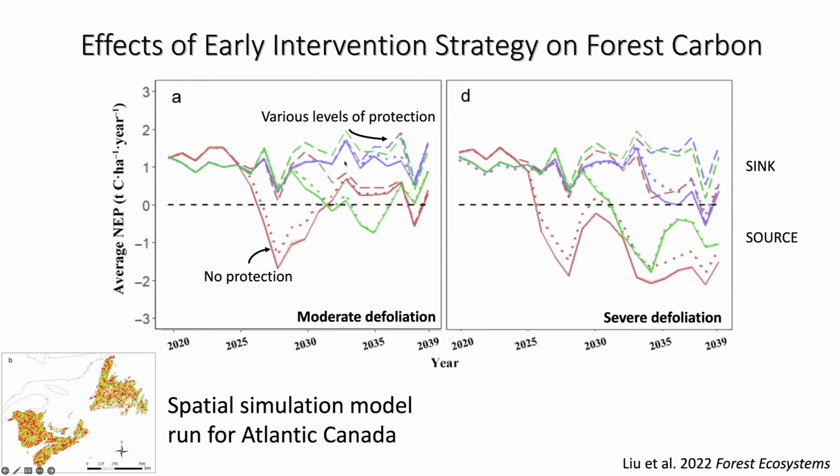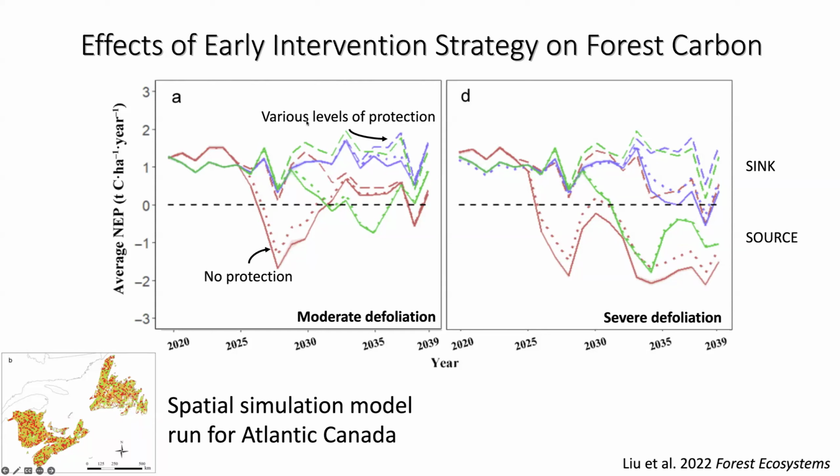We have a scenario of moderate defoliation on the left and severe defoliation on the right. Just two things to point out. Lots of lines going on here. The solid red line is a case where there's no protection. You don't do any early intervention, there's no spraying. And you can see that even under moderate defoliation, but particularly under severe defoliation, at least over a period of 15 years, your forest can become a source of carbon. There are more emissions occurring than it is sequestering.